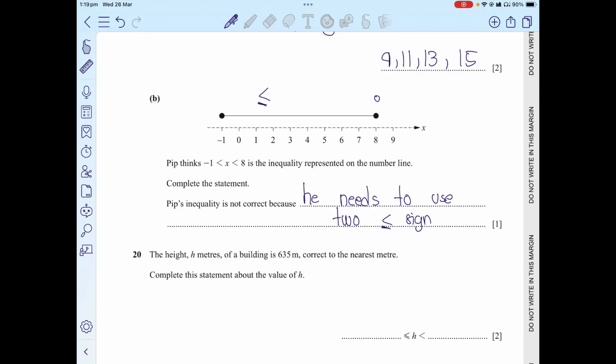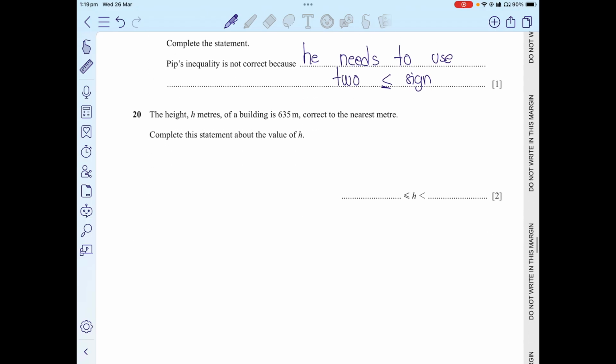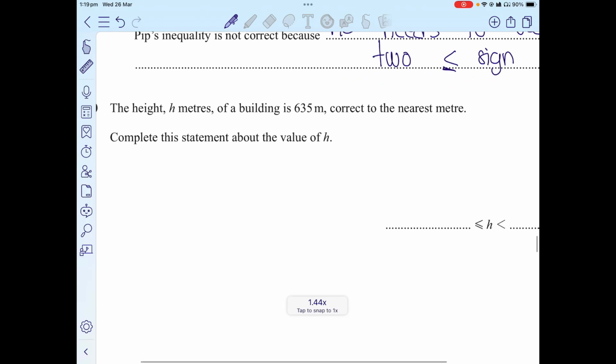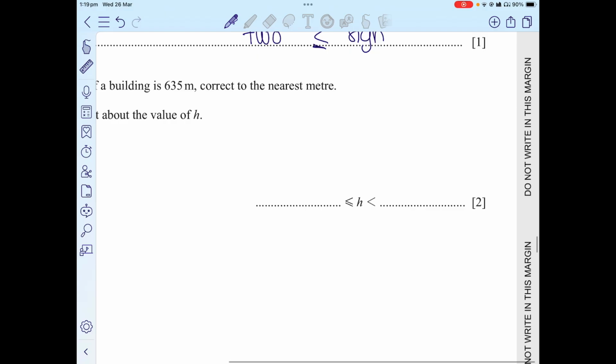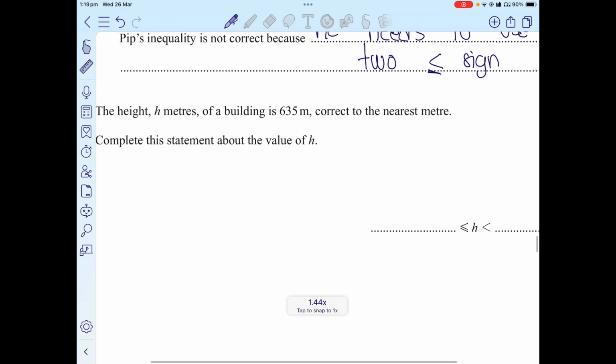Now in question number 20, we have the height h meters of a building. It is 635 meters to the nearest meter. Complete the statement about the value of h. So here they're asking what the upper bound and lower bound are. Now because it says nearest meter, that means it is between 634.5 and 635.5.